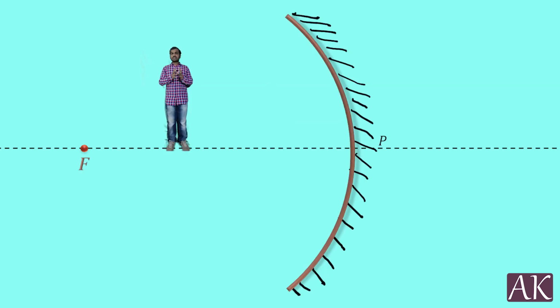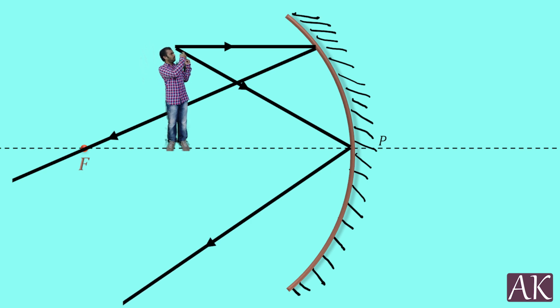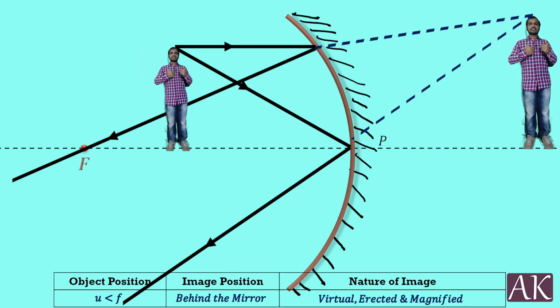Next, sixth case. What is the sixth case? I am standing now between the pole of the mirror and the principal focus. Now if you trace the same two rays, one is parallel to the principal axis, after reflecting it is passing through the principal focus, and the other ray is hitting at the pole, at what angle it is hitting, at the same angle it is reflecting back. Now you can see the image is formed behind the mirror, but it is not inverted, it is on the same side of the principal axis as I am standing.